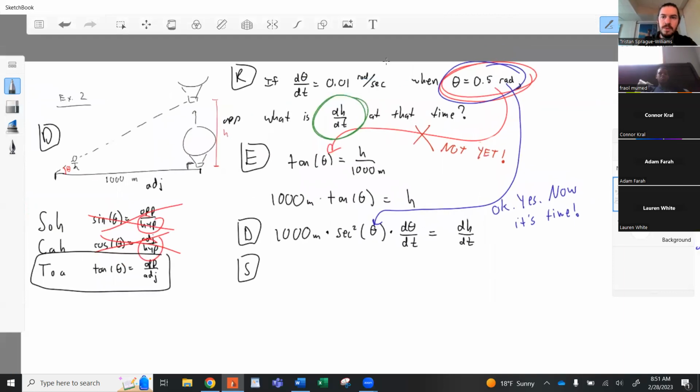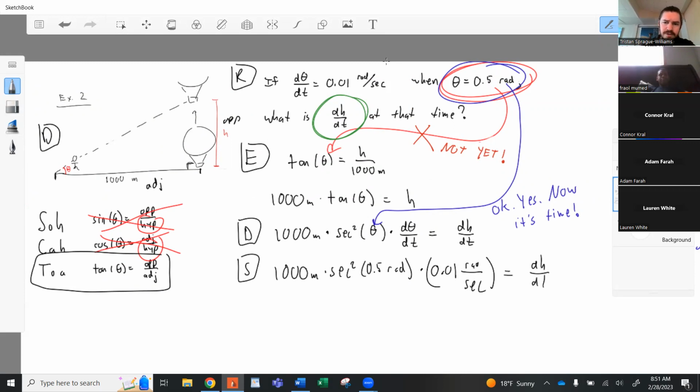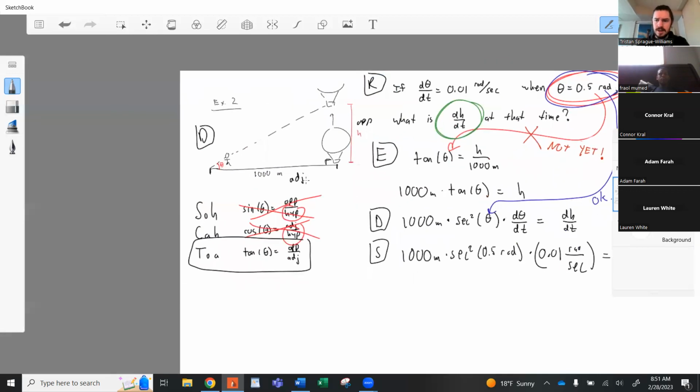All right, so we're plugging in our 0.5 radians now. We also get to plug in our 0.01 radians per second for the rate of change. So what we have now is 1,000 meters times secant squared of 0.5 radians. Make sure your calculator's in radian mode, times 0.01 radians per second. And that's going to equal our final answer, dH over dt. So now the solve step is just to plug all that into the calculator. Let's make sure we can do that properly, and then we'll be done.